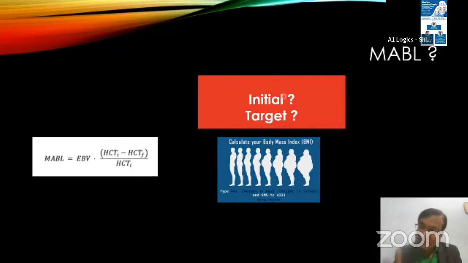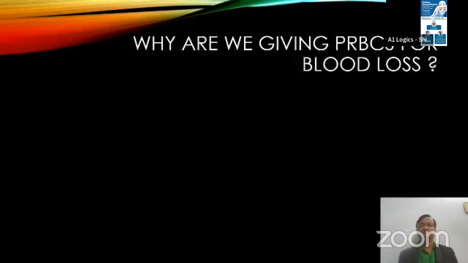Sir, is this the same for chronic inflammation? Is it the same for CRF patients? There are so many differences in guidelines, and it also changes with BMI. Your estimated blood volume may be 45 ml per kg for one patient and 65 ml per kg for another. So that also has to be taken into account.